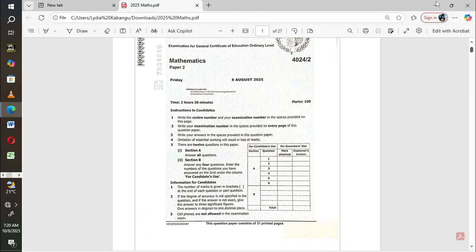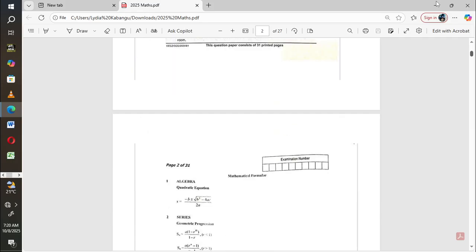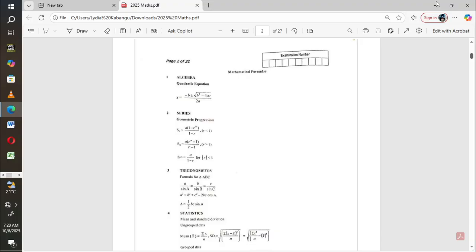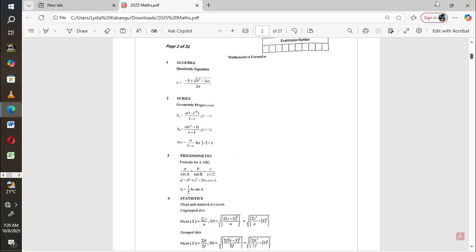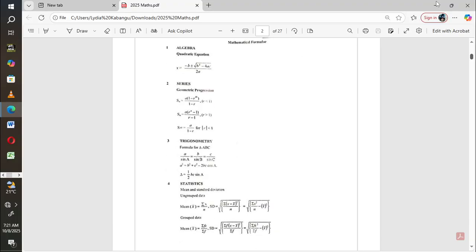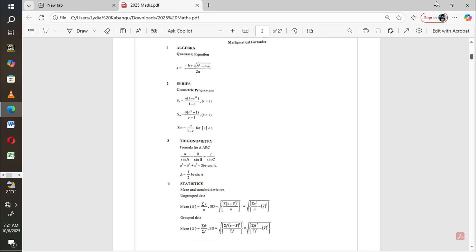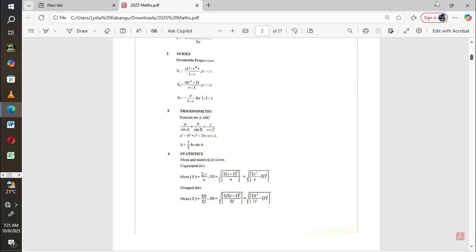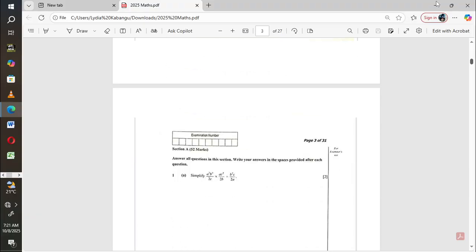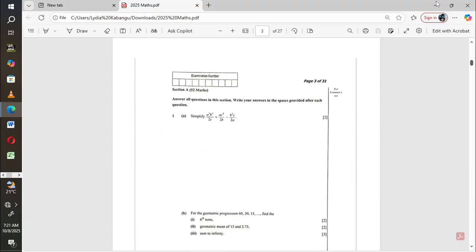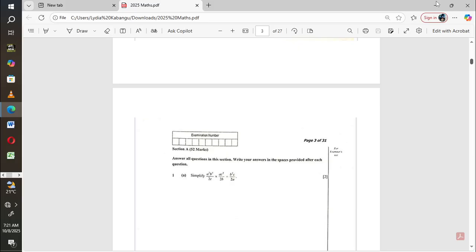So the good part of this paper, Mathematics Paper 2, is that they even provide the formulas. So these are the formulas that you can be using in case you forget. You have the formula under algebra, which is the quadratic equation there. We have the series, geometry, the geometric progression, trigonometry, and the statistics. Those are the formulas that you've been provided there. So in case you forget, you can just recall from the same cover page there.